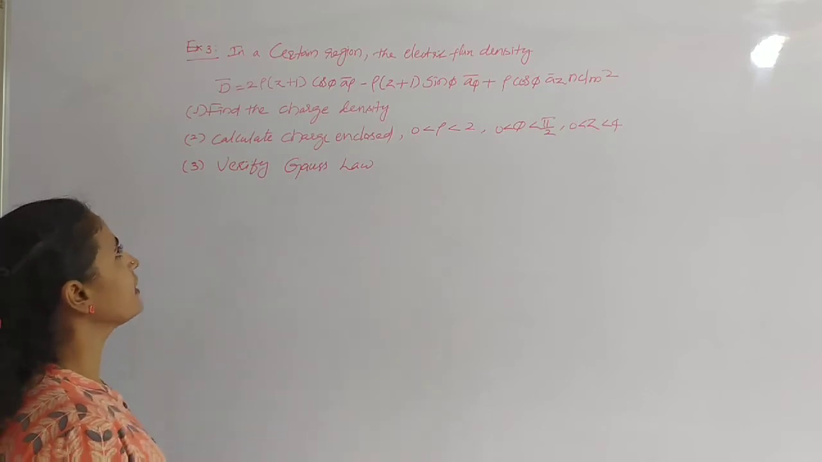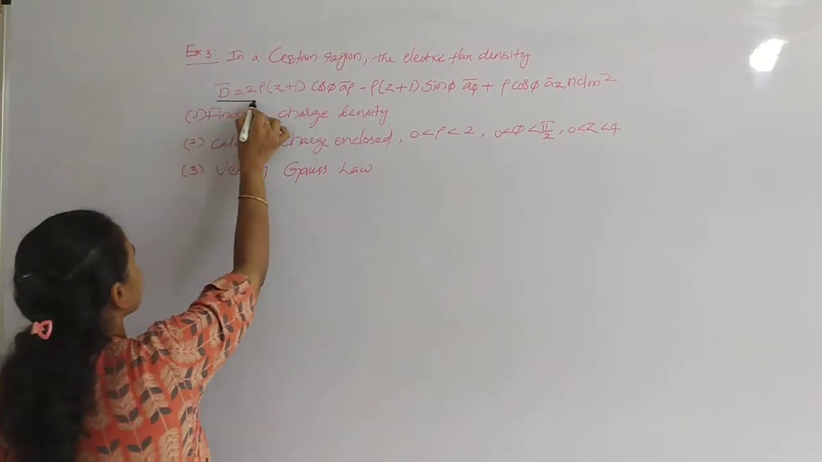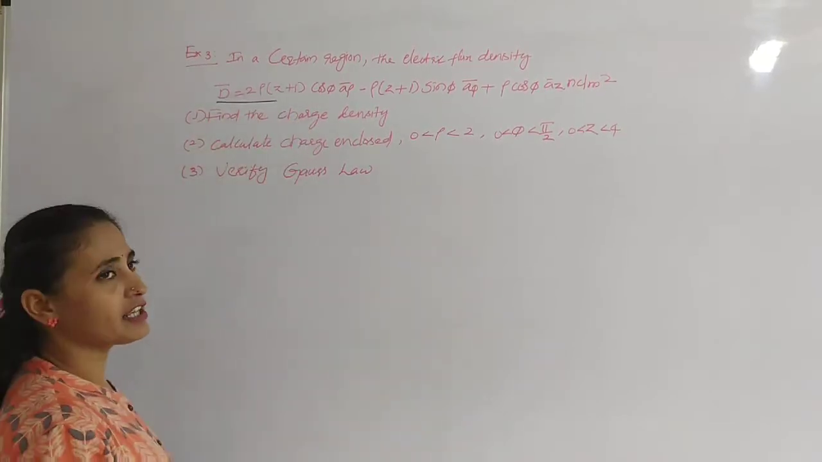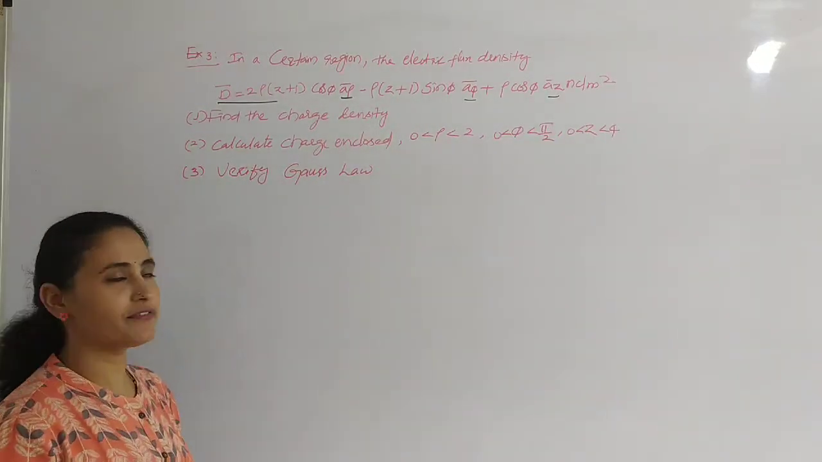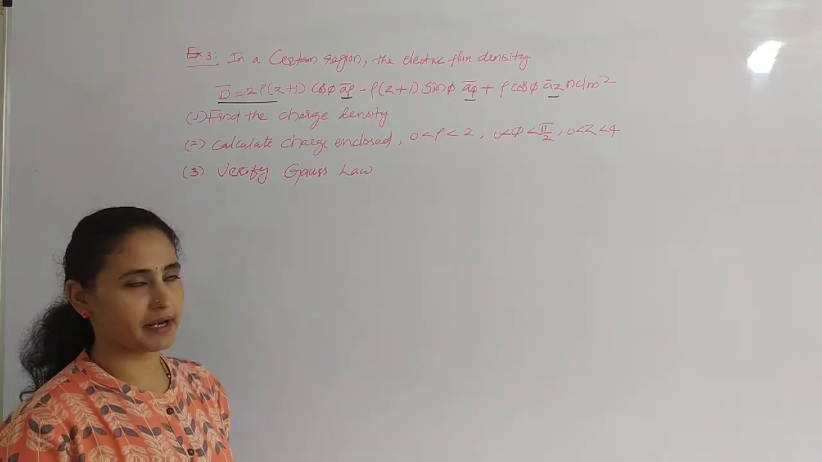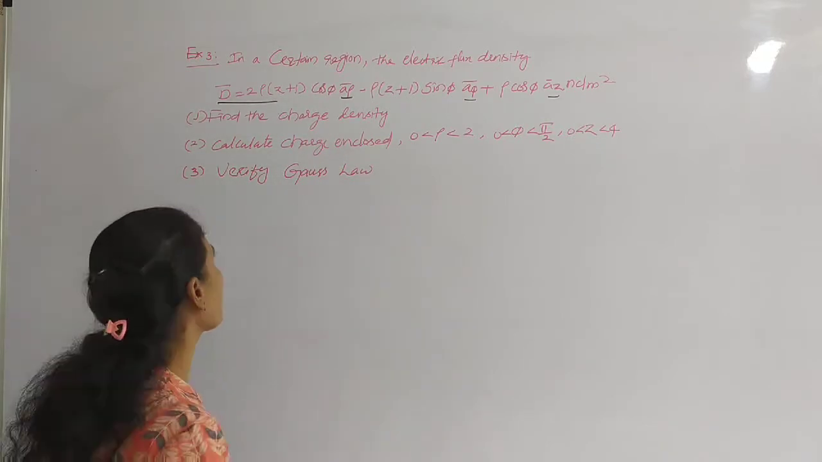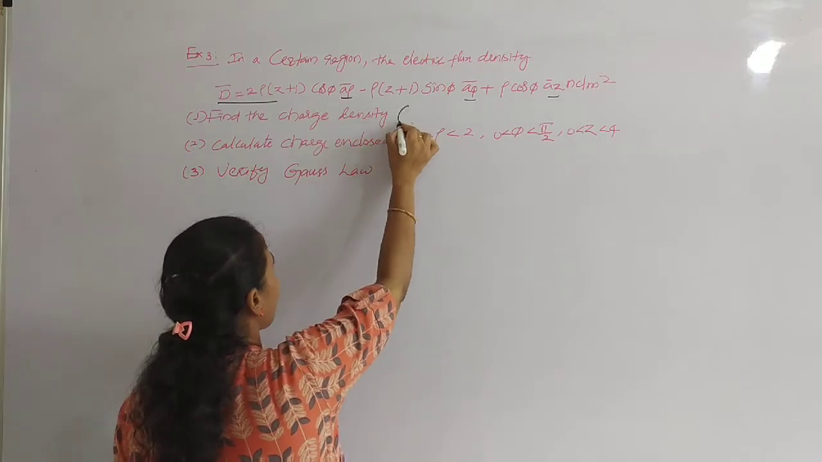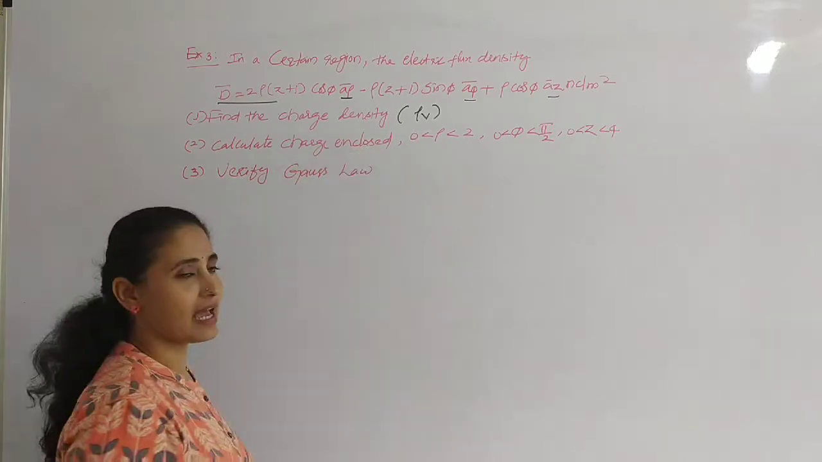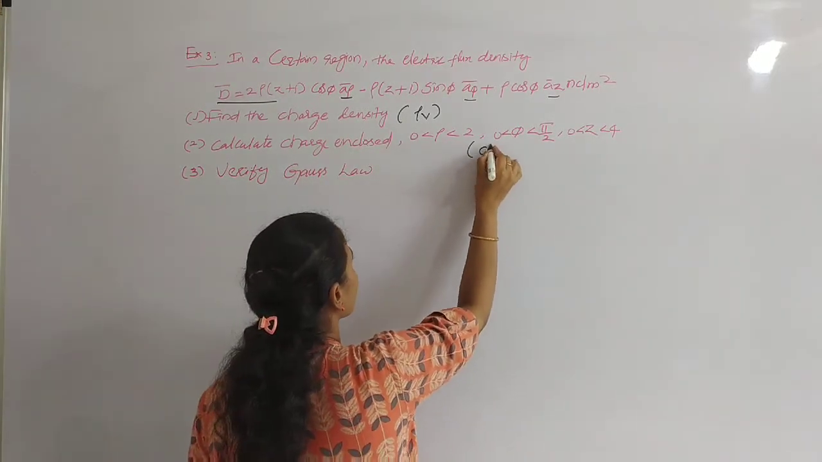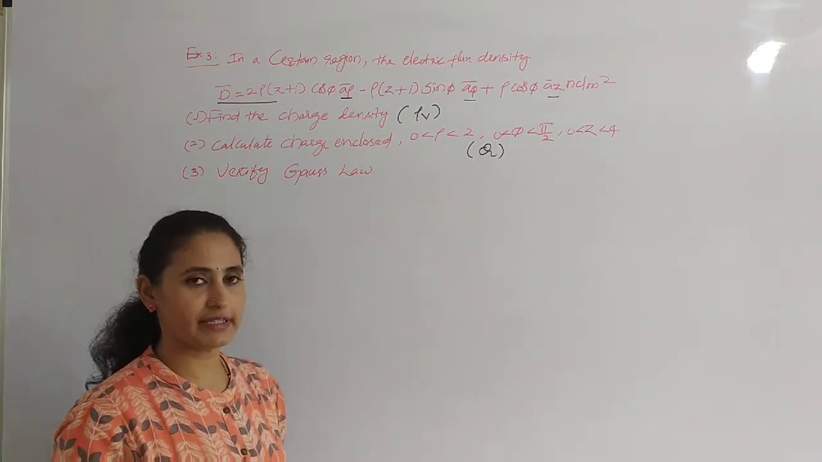In a certain region, electric flux density is given. So D bar is given in the form of A rho, A phi and A z, which means electric flux density is given in cylindrical coordinates. And we are supposed to find the charge density, that is rho v, and also we have to calculate the charge enclosed, Q. And lastly we have to verify the Gauss law.